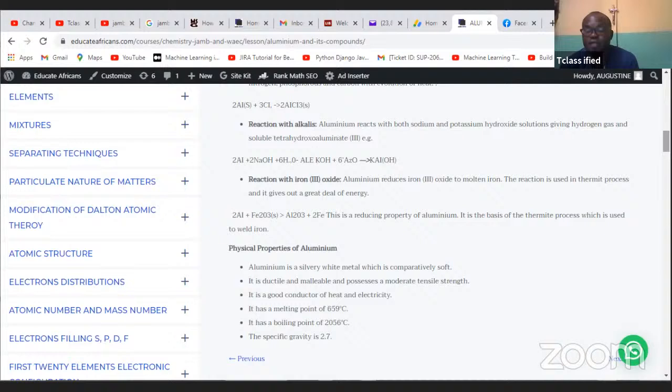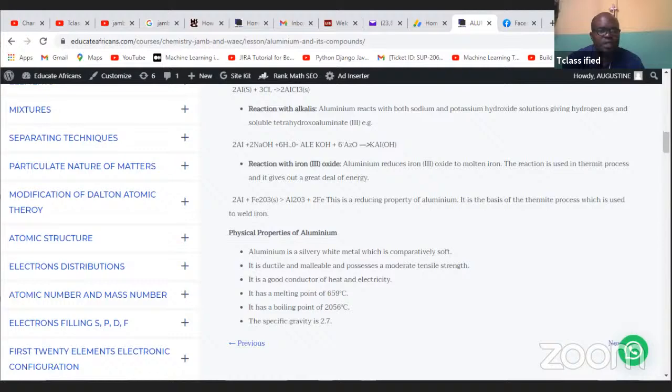Aluminium is a silvery white metal, which is comparatively soft, though not as soft as sodium that we looked at. It is ductile and malleable and possesses a moderate tensile strength. It is a good conductor of heat and electricity, just like sodium is. It has a melting point of 659 degrees Celsius, quite higher than that of sodium, and a boiling point of 2056 degrees Celsius, quite higher than that of sodium as well. The specific gravity of aluminium is 2.7.